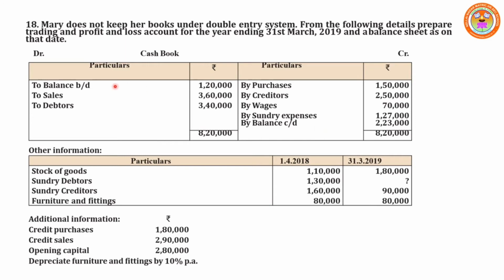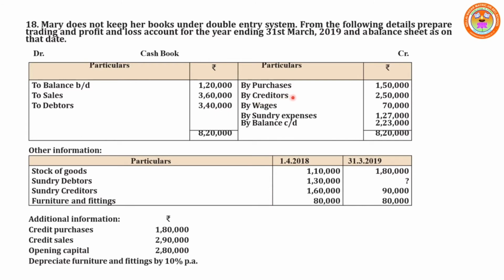Look at the first one under the cash book: balance brought down, that means the year beginning cash value, shows 1,20,000. Next, to sales. It is given under the cash book, so this sales will be treated as cash sales. Third one, to debtors. That means cash received from debtors, so this amount will be shown while preparing the total debtors account.